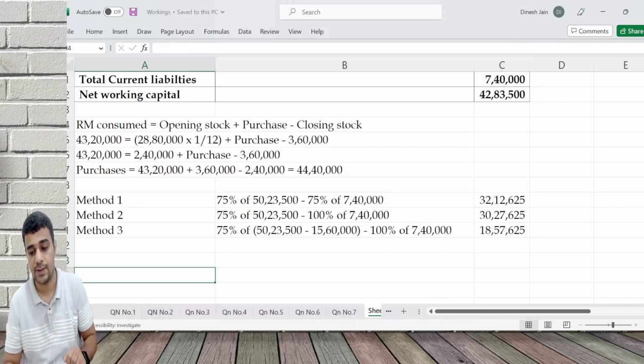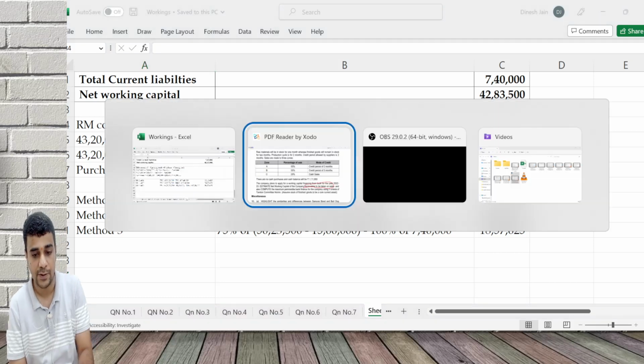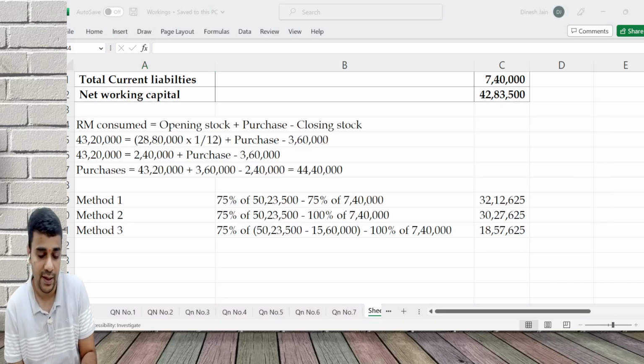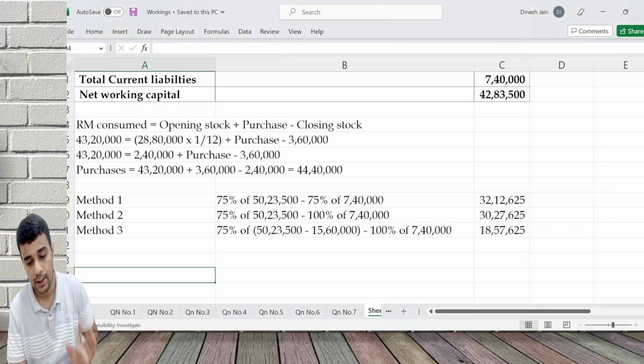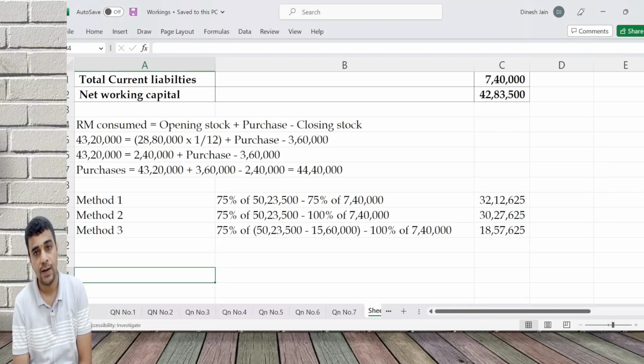These are the three methods. Method one is 75% of current assets minus 75% of current liability. Method two, 75% of current asset minus 100% of current liability. And method three, 75% of non-core current asset minus 100% of current liability. The important learning in this problem is the creditors calculation, where there is a slight variation, and the debtors computation, where different situations are given.